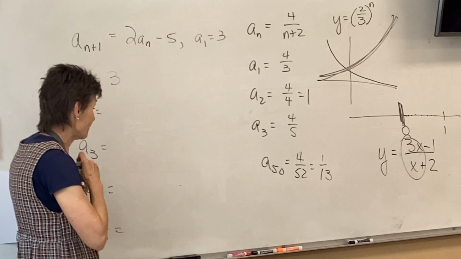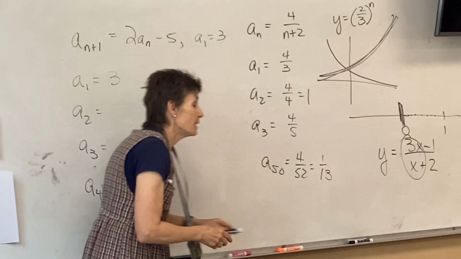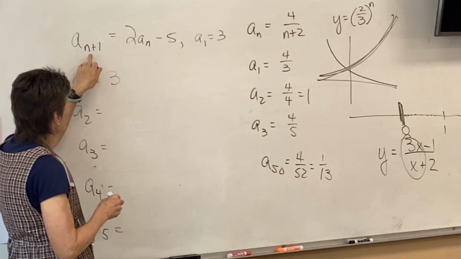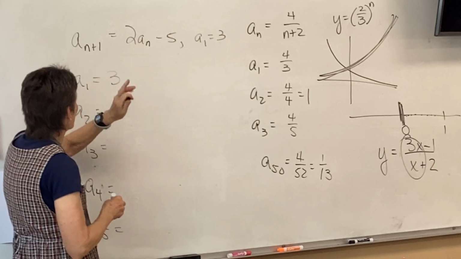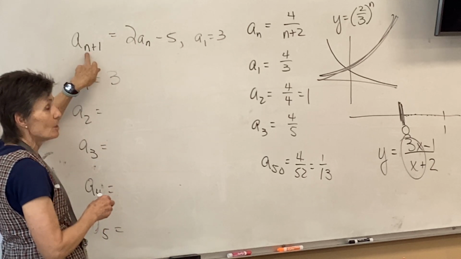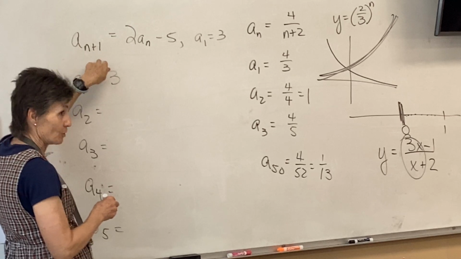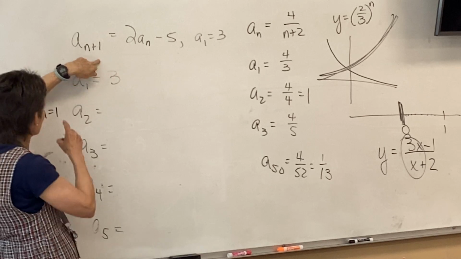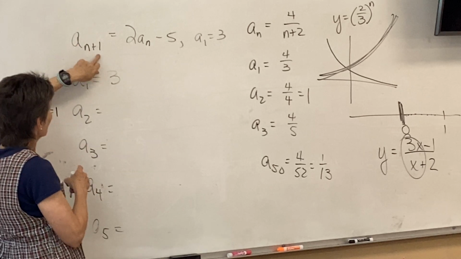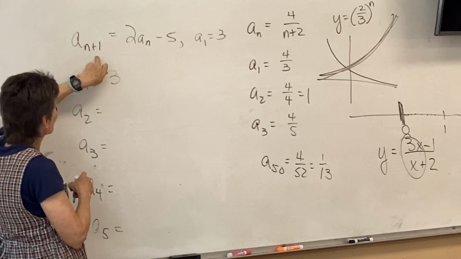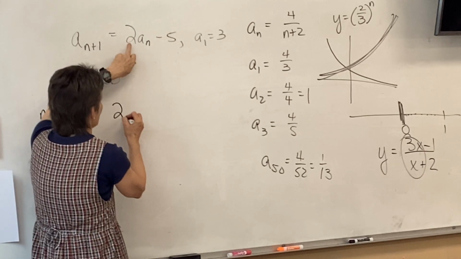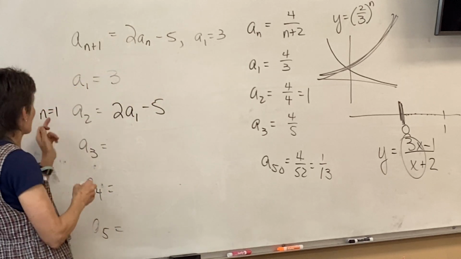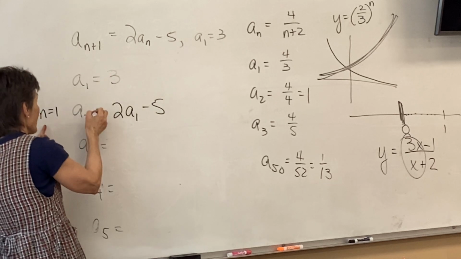Now, if we want to find a sub 2, then we're going to put 2 right here, we're going to put 1 right here, so that this will say a sub 2. Do you understand that? So I'm going to let all my n's be 1. Because if I let my n's be 1, this says a sub 2 equals what? 2 a sub 1 minus 5? Mm-hmm. So I'm letting n be 1 so that I get 2.